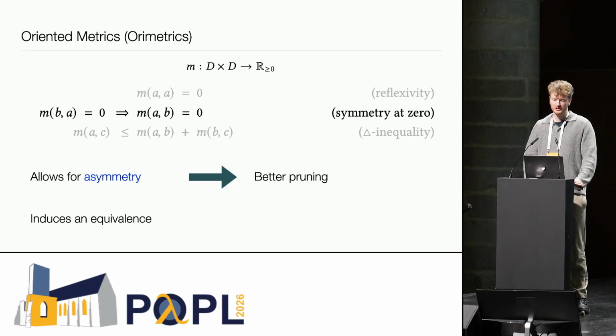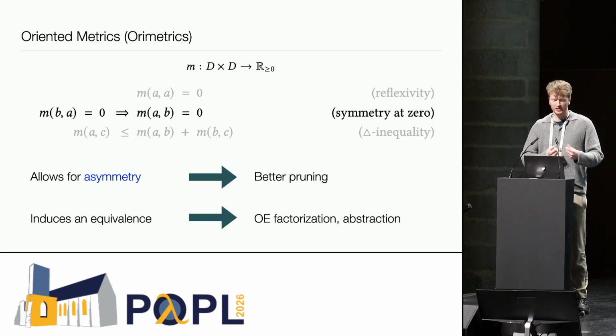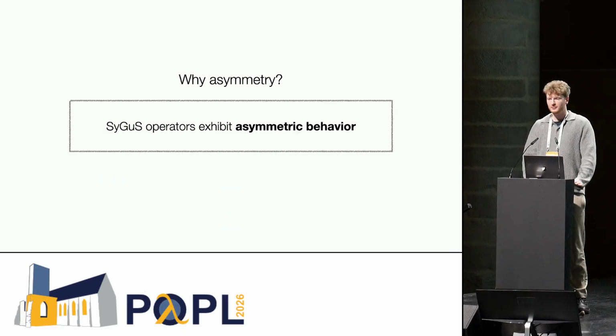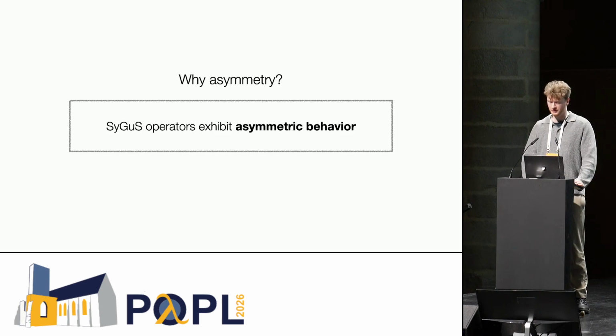It also induces an equivalence. So with this we can express observational equivalence, factorization and abstraction. So why do we want this asymmetry? The answer is that many synthesis operators exhibit asymmetric behavior. Let's look at a few examples.